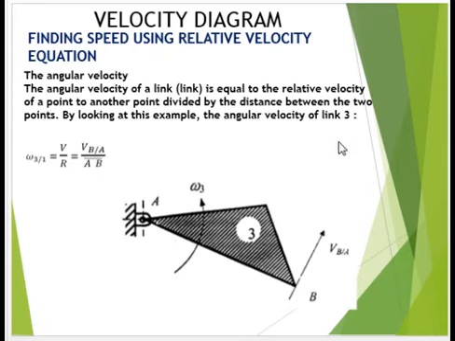The conclusion about the shadow method is that the angular velocity of a link is equal to the relative velocity of one point to another point divided by the distance between the 2 points. By looking at the sample, the angular velocity of link 3, omega 3, equals velocity divided by radius: the velocity VB relative to A divided by the radius AB. This is the direction for VB relative to A.